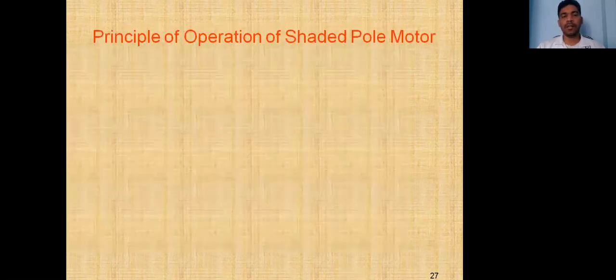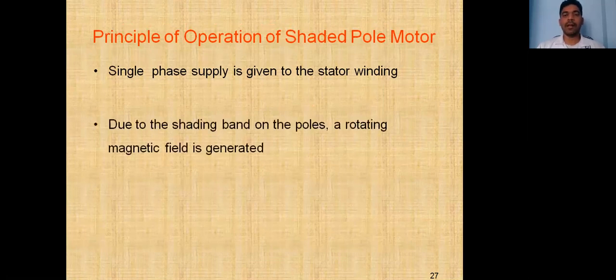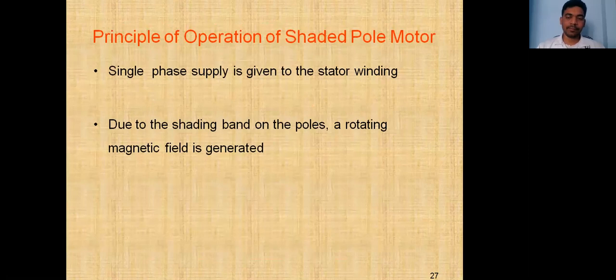Principle of operation of shaded pole motor. Single phase supply is given to the stator winding. Due to the shading band on the poles, a rotating magnetic field is generated.